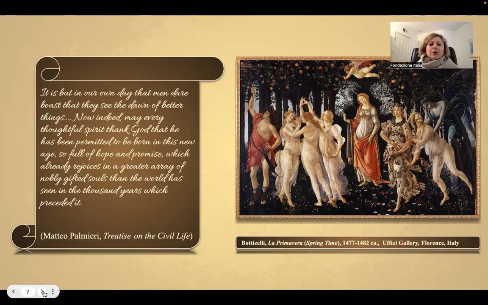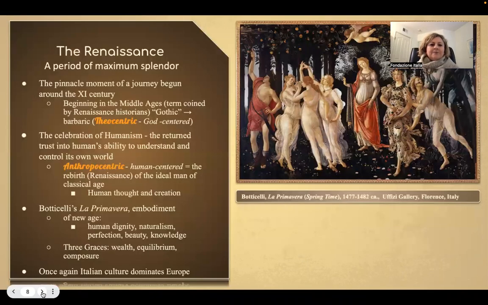This quote really gives an idea of what the Renaissance meant for the people who lived during this time, which is also embodied in the beautiful painting of Botticelli. Botticelli's La Primavera, or Springtime, really embodies the essence of the spirit. The Renaissance is the pinnacle moment of a journey that had begun in the year 1000, and that continues through the Middle Ages.